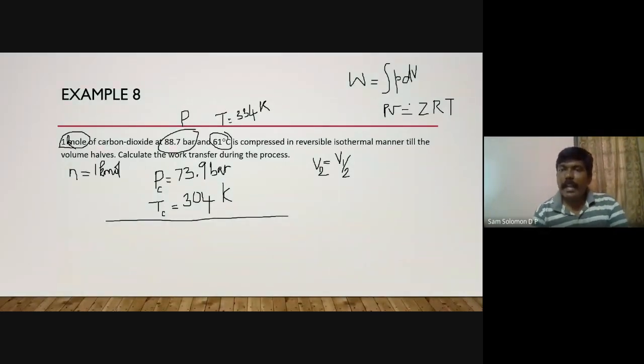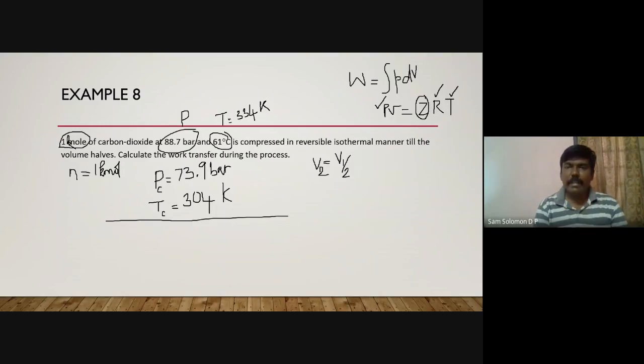If I have to replace this P inside the integral, it will be ZRT divided by small v. We know the value of R. R can be estimated by Ru divided by molecular mass of carbon dioxide. Molecular mass of carbon dioxide is C plus O2, so 12 plus 32, which is 44 kilogram per kilomole. So 8314.4 divided by 44 will give you R for carbon dioxide. Temperature is given as 334 Kelvin. The pressure is given as 88.7 bar. Z value we have to find out.